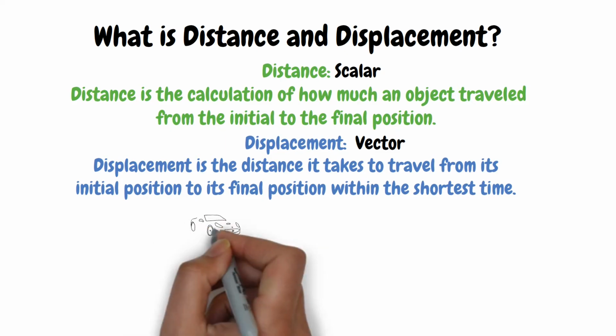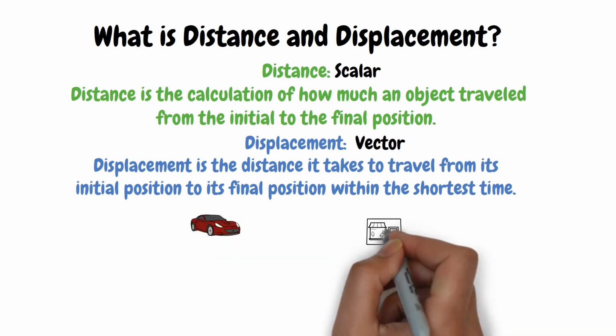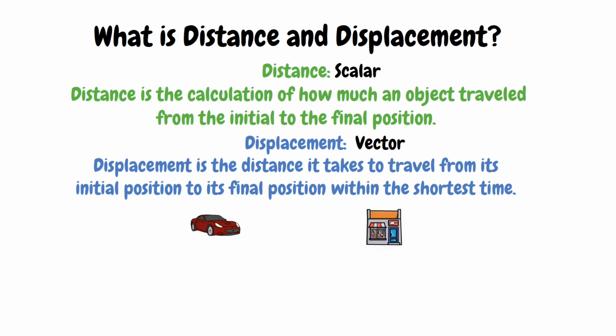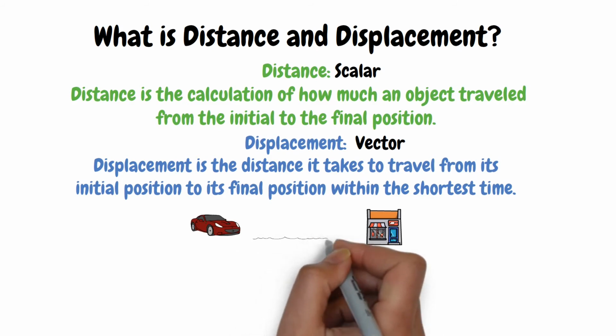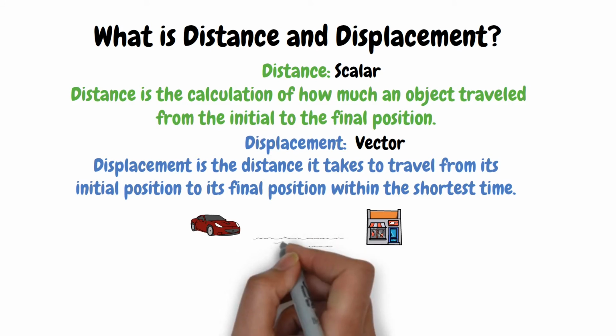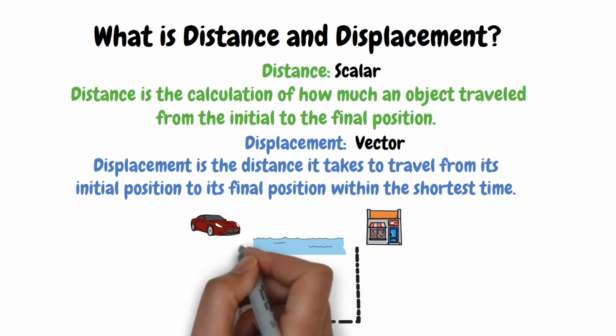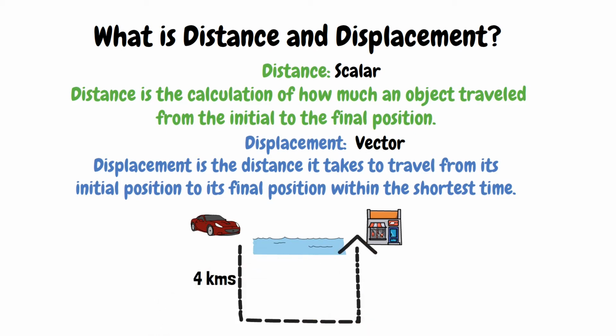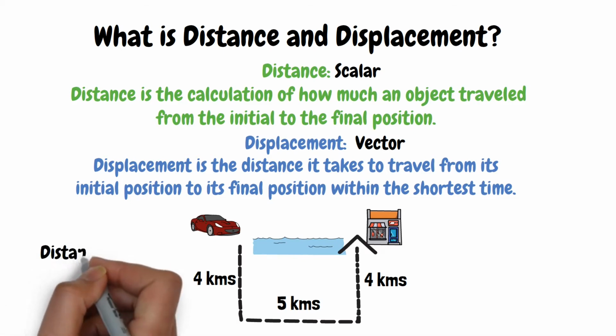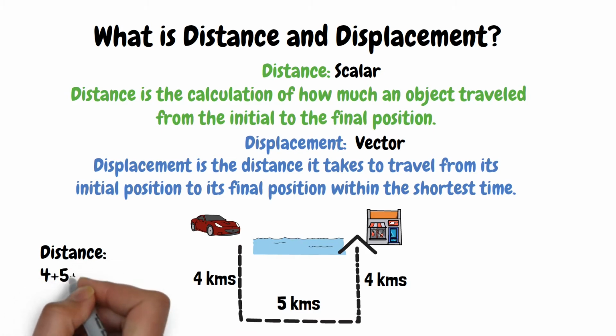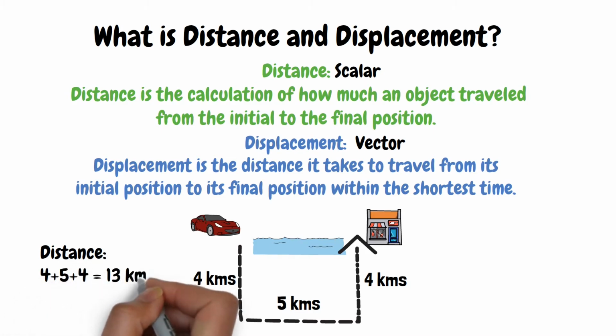So this is me in this red sports car. What I need to do is travel to the shop. Assume that there is a river between me and the shop. For me to get to the shop, I will need to travel 4 kilometers south, 5 kilometers east, 4 kilometers north. So the total distance traveled was 4 kilometers plus 5 kilometers plus 4 kilometers, which equals 13 kilometers.